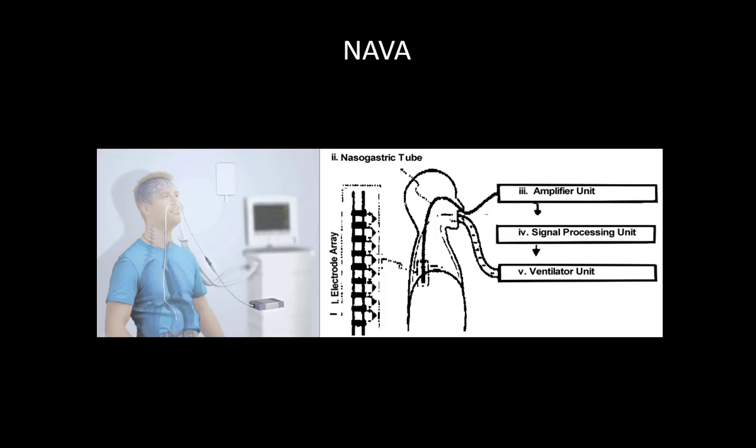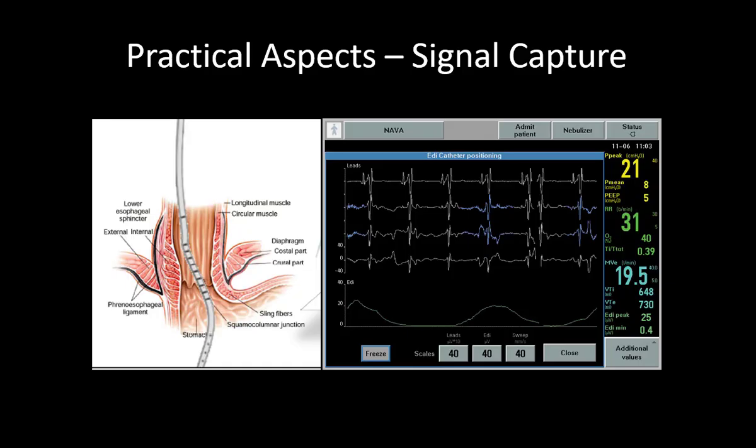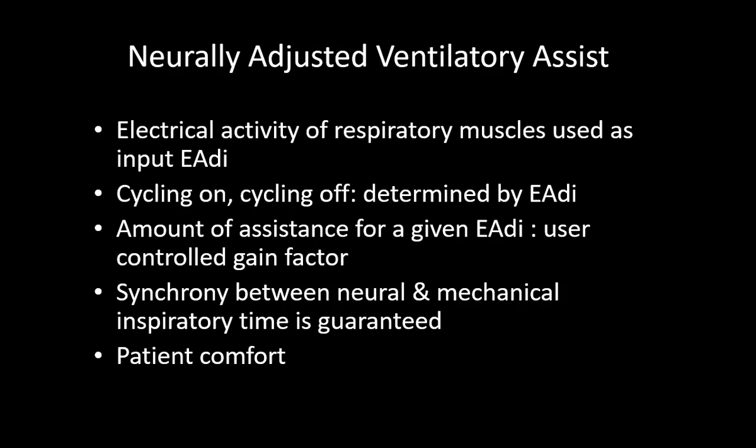For NAVA, we put a Ryle's tube type thing in the esophagus, which has certain transducers, electrical sensors at the level of the diaphragm. They catch the excitation of the diaphragm and give the signal to the amplifier unit, the signal processing unit, and it goes to the ventilator unit, and the ventilator triggers. As you can see in this picture, this is the esophagus, this is the crus of the diaphragm, and these are the electrical sensors. This tube can be used for feeding as well, and the graph comes like this. You have to match the ECG-like graph in the center two lines to assess whether you are in the right place or not.